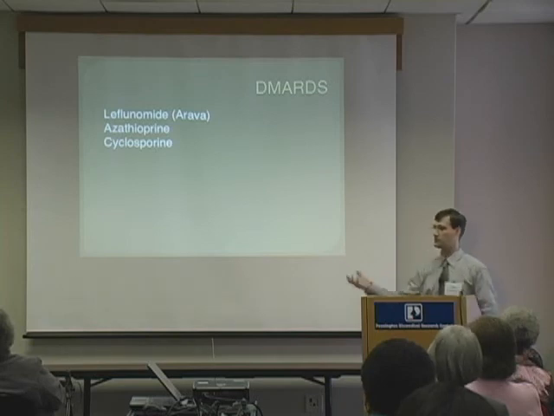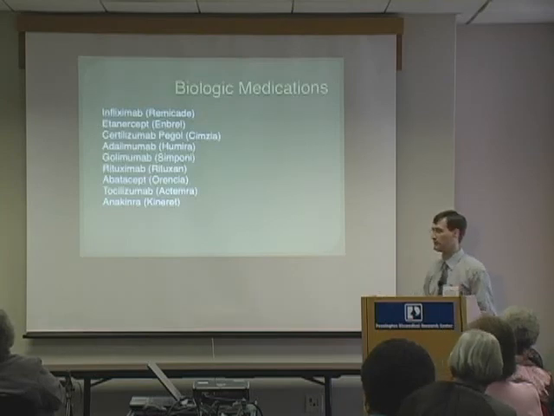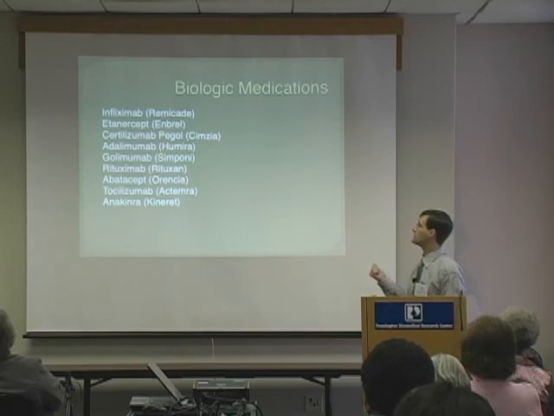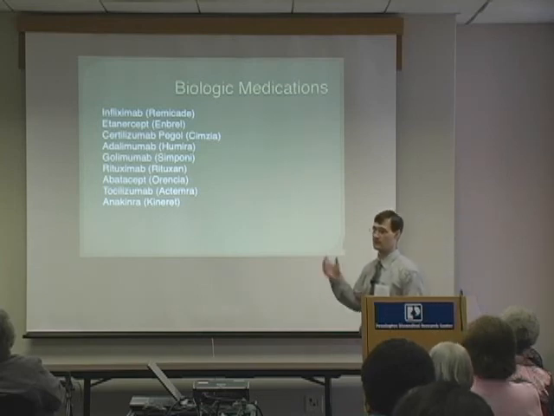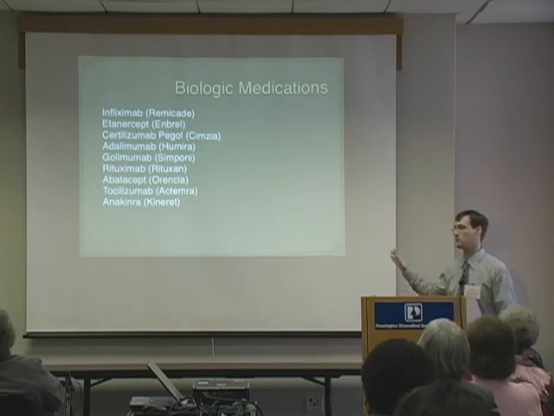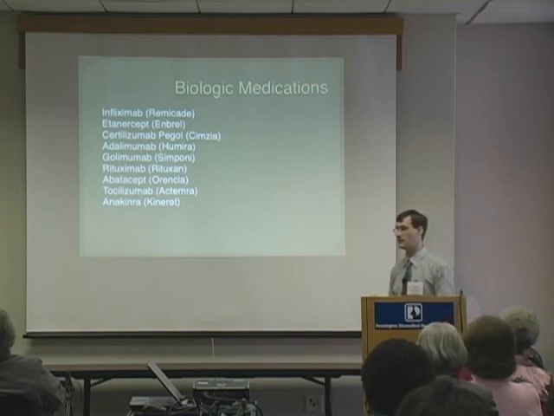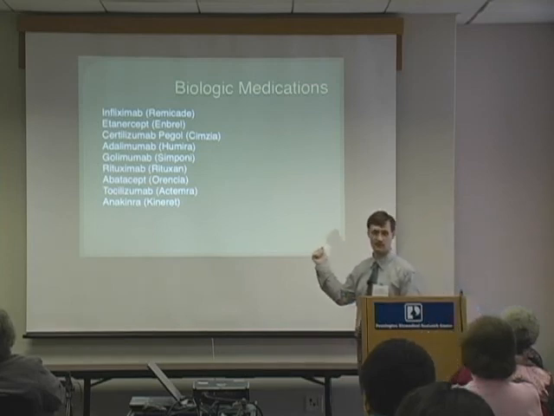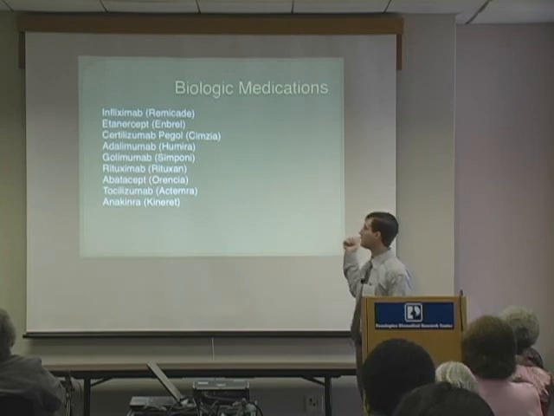Leflunomide, azathioprine, cyclosporin, all immunosuppressive medicines that we give by mouth. Here is a list of medicines that we actually give by injection or infusion. These are the medicines that actually stop the disease. These are now part of the mainstay along with methotrexate of treatment of the rheumatoid arthritis. This medicine can prevent those deformities that we saw earlier. There's a wide variety of them.